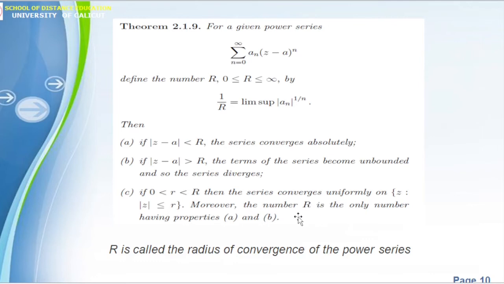Moreover, the number r is the only number having these properties: the series converges if modulus of z minus a is less than r and diverges if it is greater than r. And the number r we call the radius of convergence of our power series.